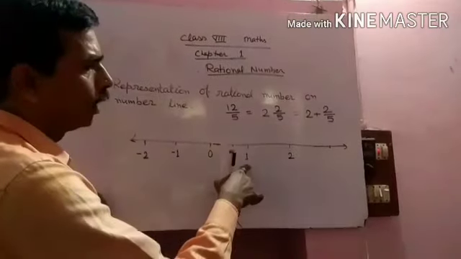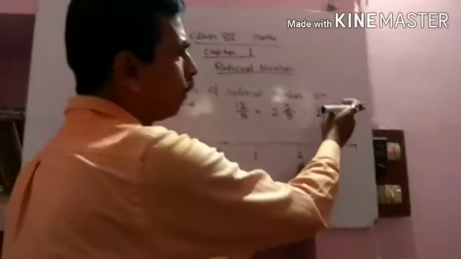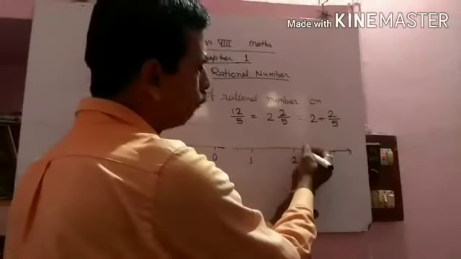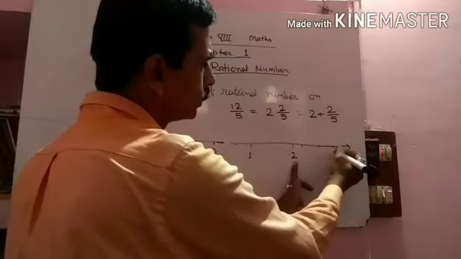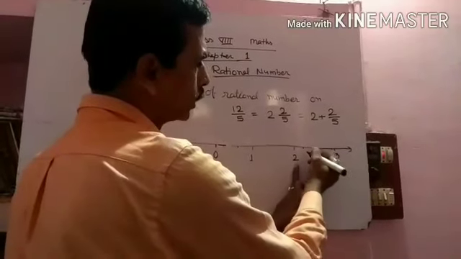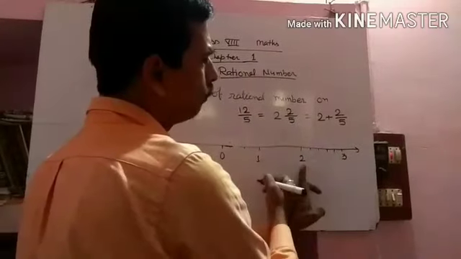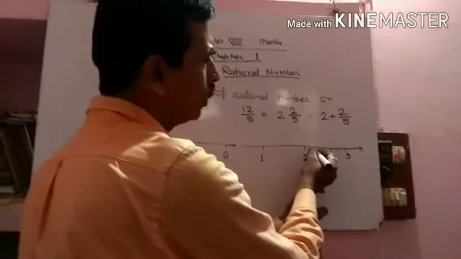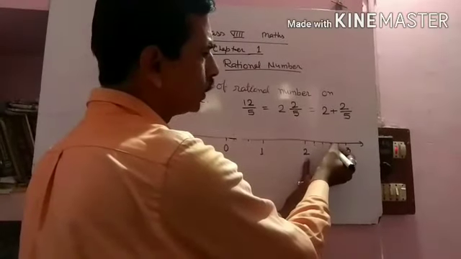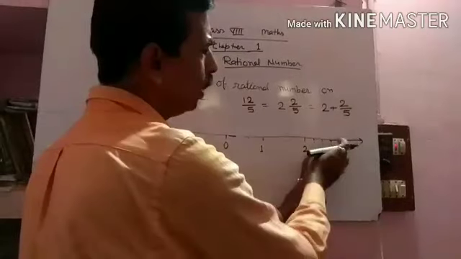Then 1 and 2 whole number. Then after 5, 2 by 5. It means we have to draw 5, divide this from 2 to 3 among 5 equal parts. So it becomes 1, 2, 3, 4 and this becomes 5. The first one represents 1 by 5, the second one represents 2 by 5, this represents 3 by 5, 4 by 5 and this represents 5 by 5.